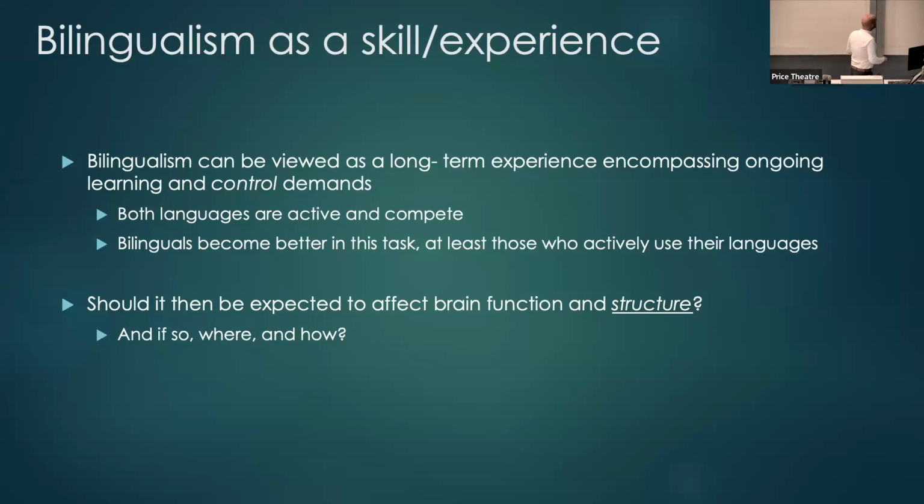If that's the case, and you have this challenging skill to master, does it mean that this skill also affects brain function and brain structure? And if that's the case, how does this happen? And where in the brain does this happen? And we will focus on structuring this talk.